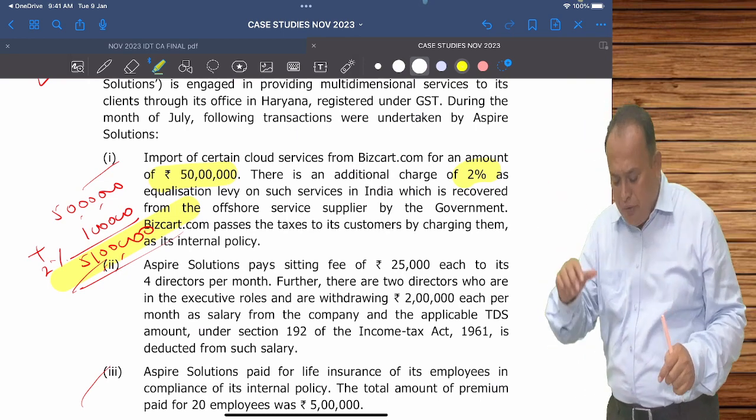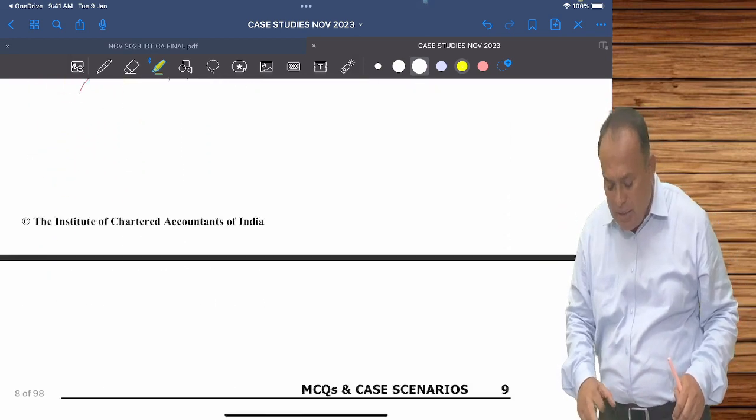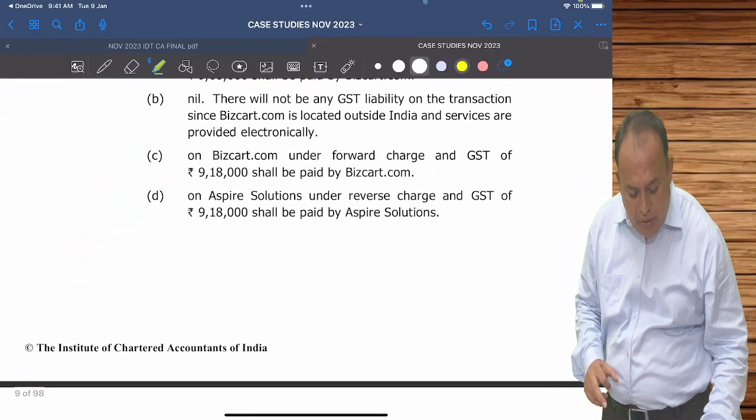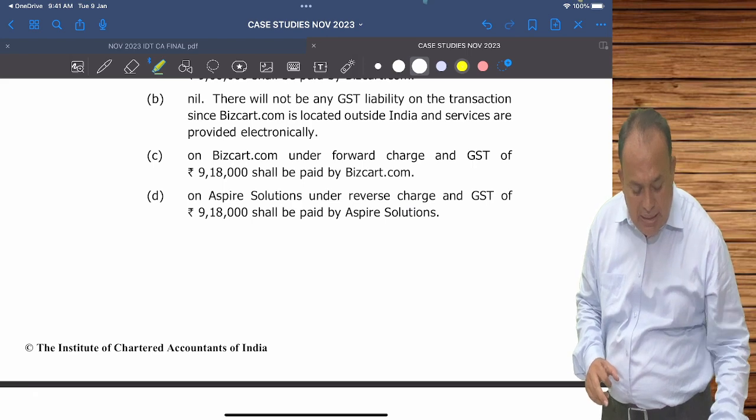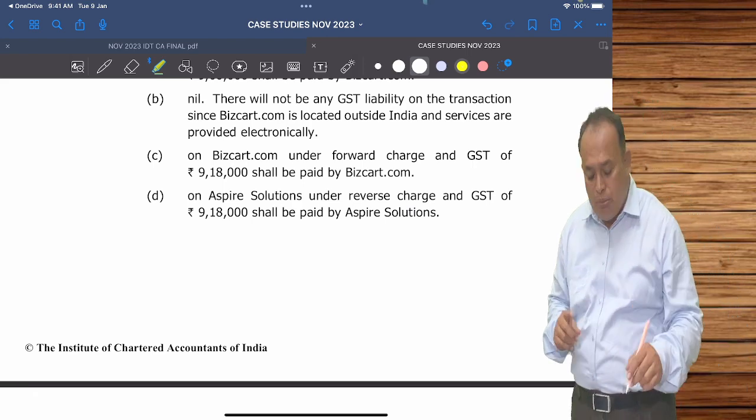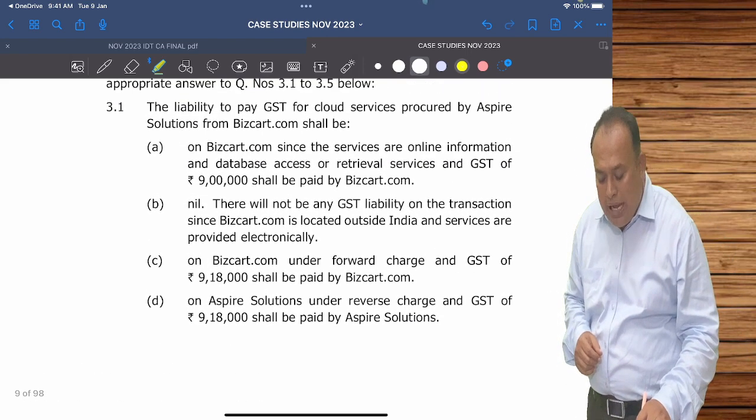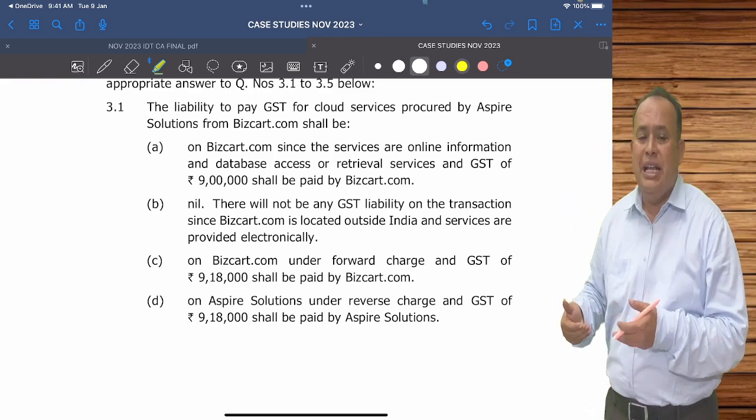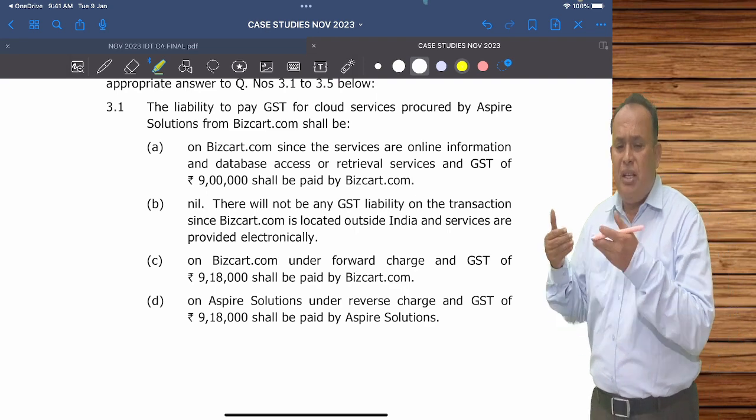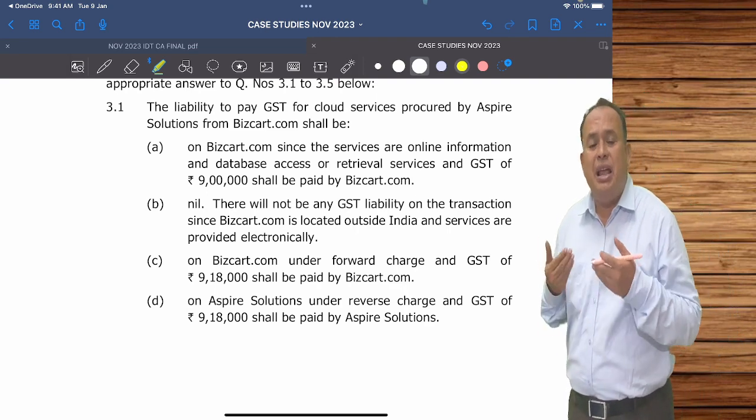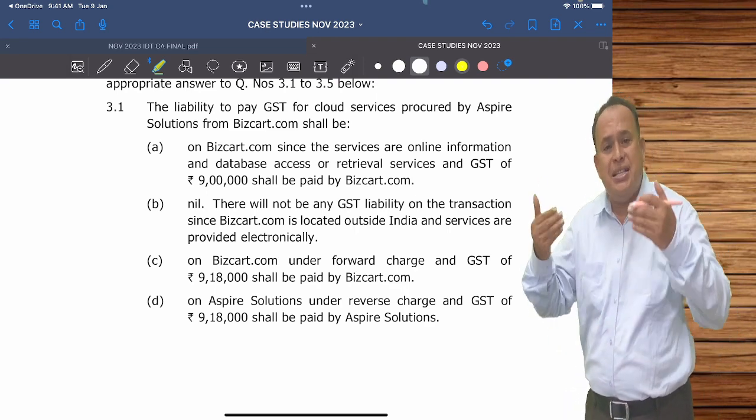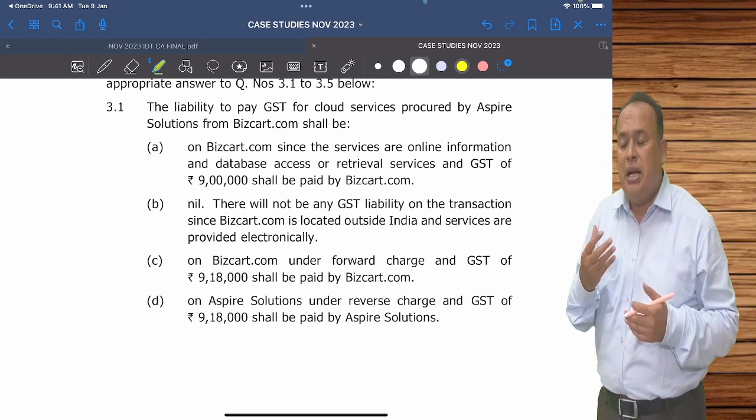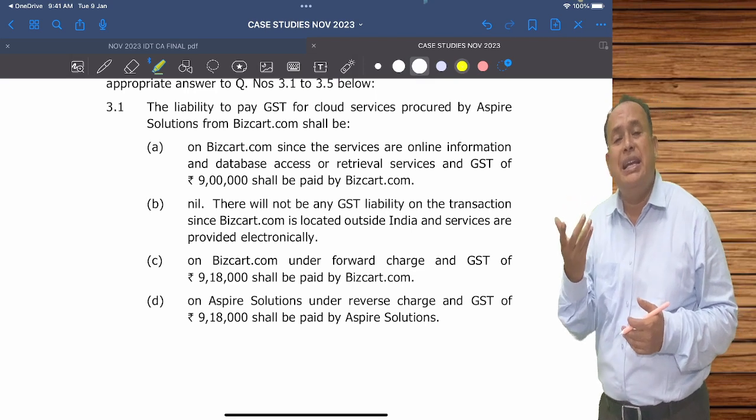Total 51 lakhs, on which IGST at 18%. How much? 51 lakh at 18% IGST is equal to 9,18,000. Meaning thereby, who is liable to pay GST in the case of reverse charge? The recipient, namely our Aspire Solutions. They are liable to pay IGST as import of services. How much? On 51 lakh, 18%, 9 lakh 18,000.